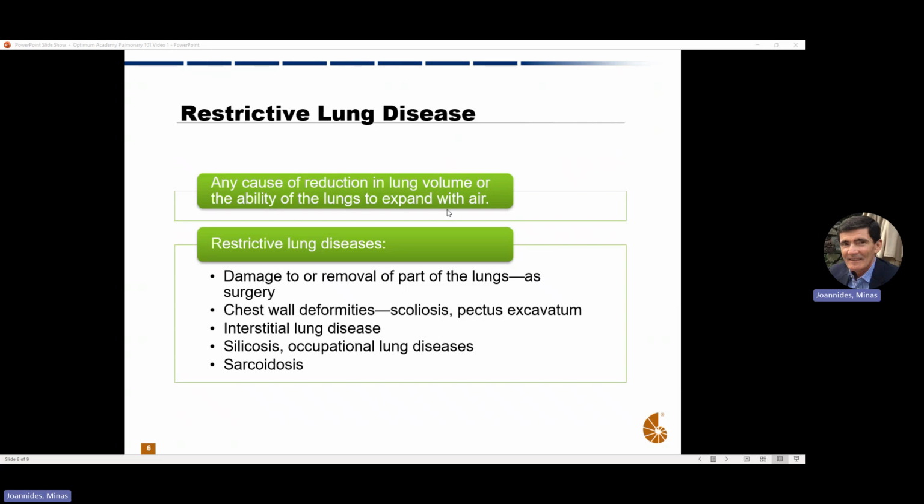Interstitial lung disease is also included in restrictive lung disease. And then diseases like silicosis or other occupational lung diseases from inhaling irritants into the lung with fibrosis. That is also under restrictive lung disease, and diseases like sarcoidosis. That would be included in restrictive lung disease.